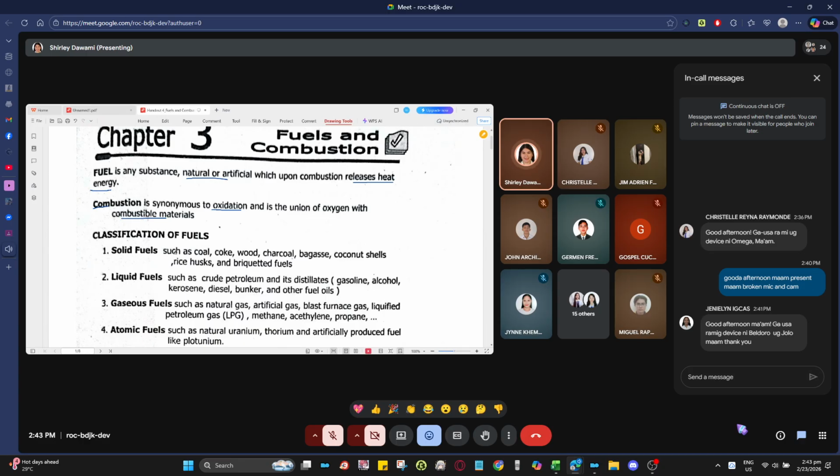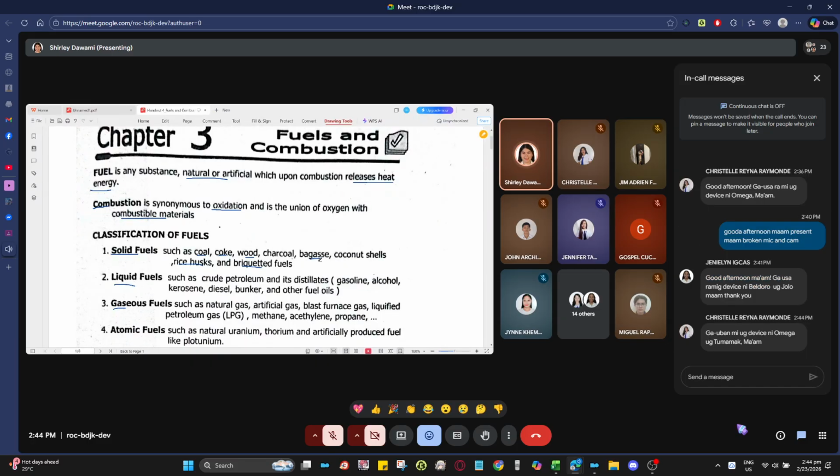For the classification of fuels, we have solid, liquid, and gaseous. So solid, like for example, coal, coke, wood, charcoal, bagasse, coconut shells, rice husk, and briquetted fuels, or simply known as mga biomass, no? We have fossil fuels as solid fuel, but those are non-renewable. And in engineering, we are encouraged to use biomass for fuel.